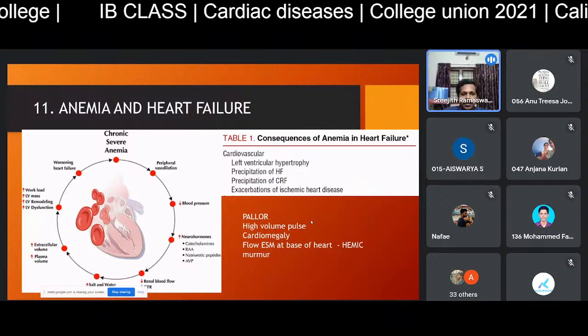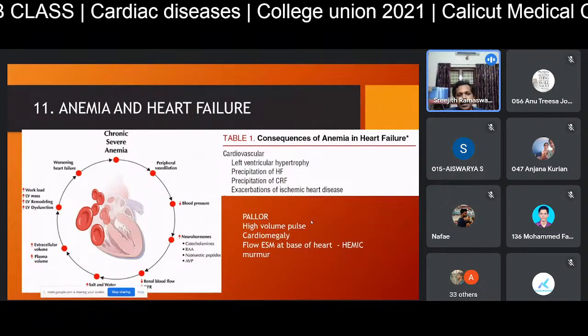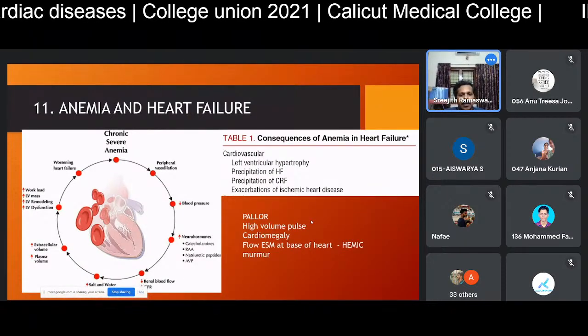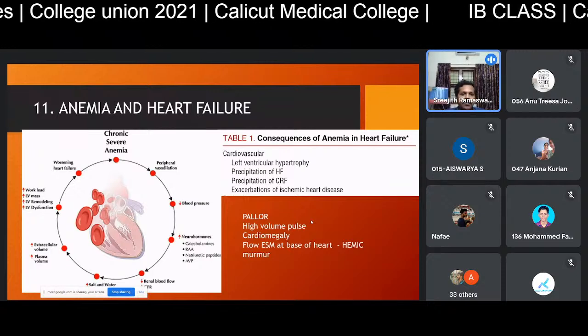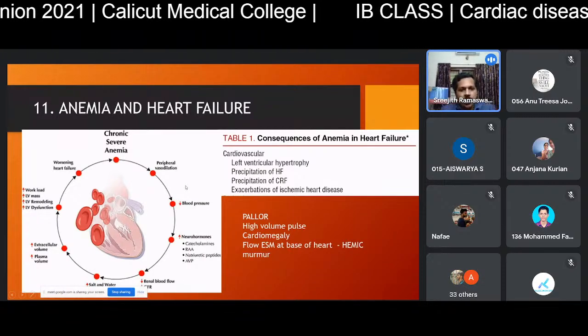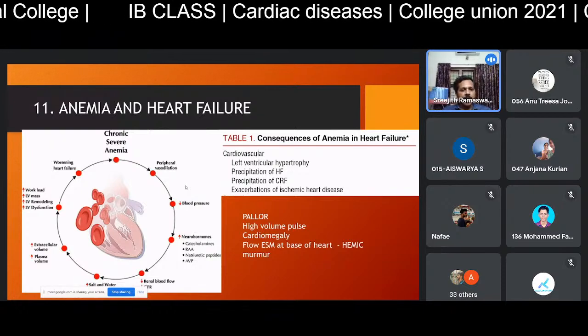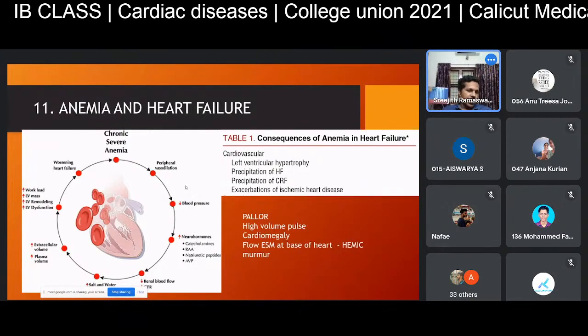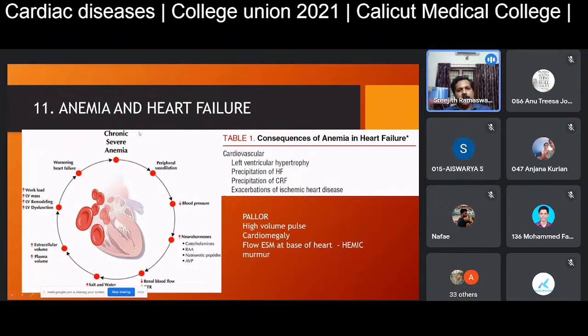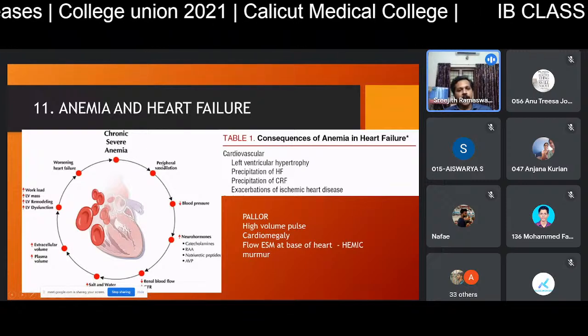Coming to the last section, that is systemic diseases and cardiac symptoms. First and foremost is anemia. We were discussing the first case. Remember the first case? We were discussing a case of anemia mimicking a cardiovascular system disorder. So why does this happen? Because anemia produces peripheral vasodilatation.